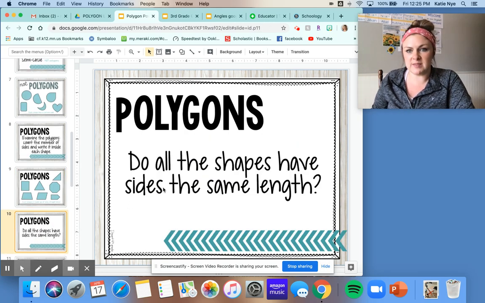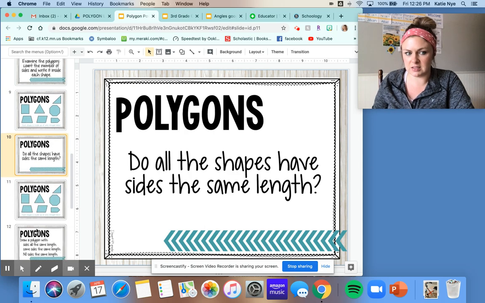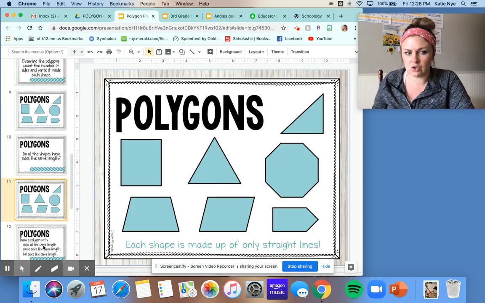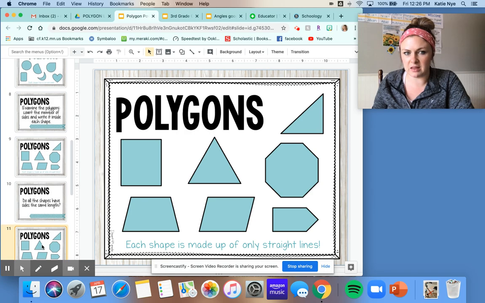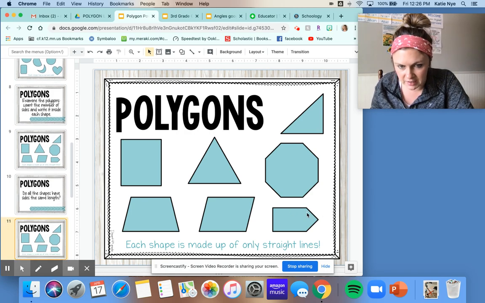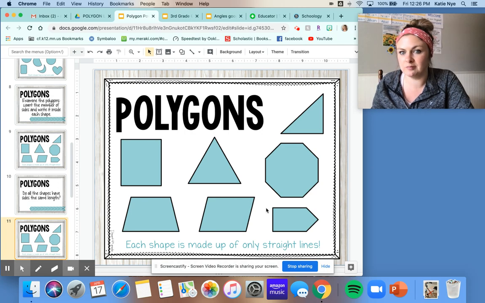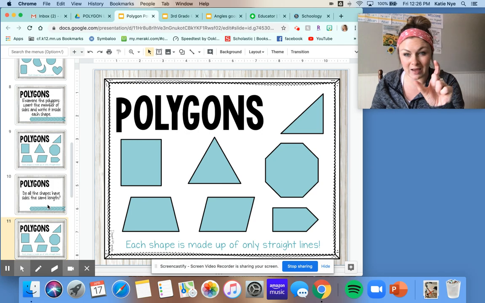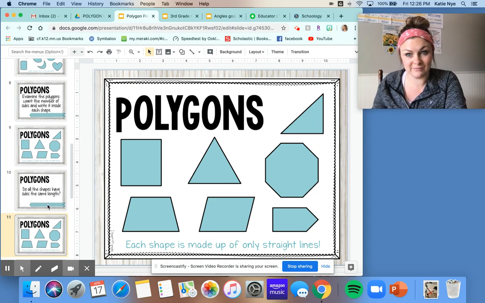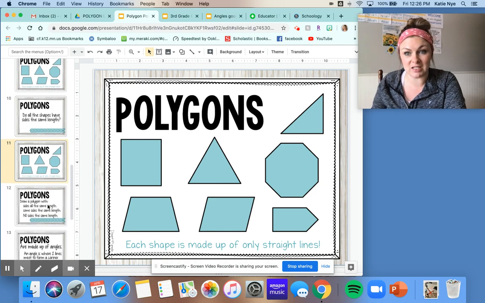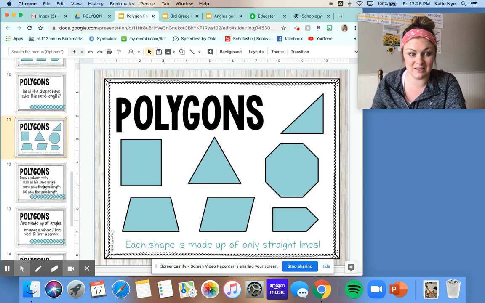Do all of the shapes have the same length? Let's look at these. Do all of these shapes have the same length? Is this side the same as this one? Or is this side the same as this one? Right here, is this one the same as this? No. Is this side the same as this side? No. So do polygon sides need to be a certain length? No, they do not. They just have to be straight.